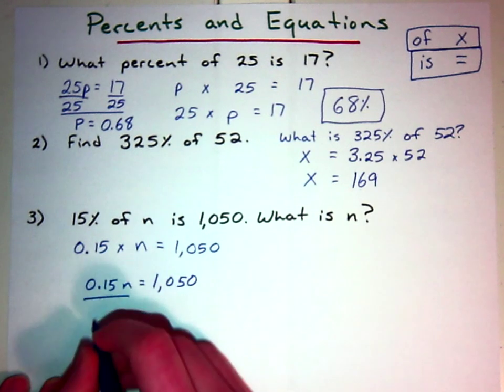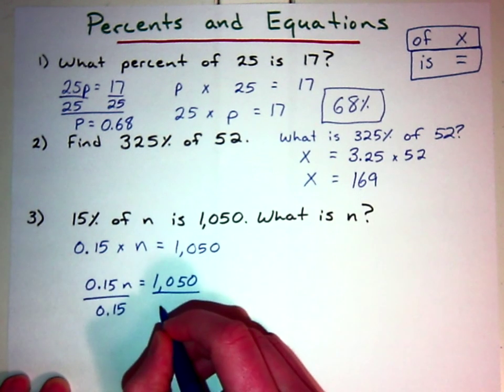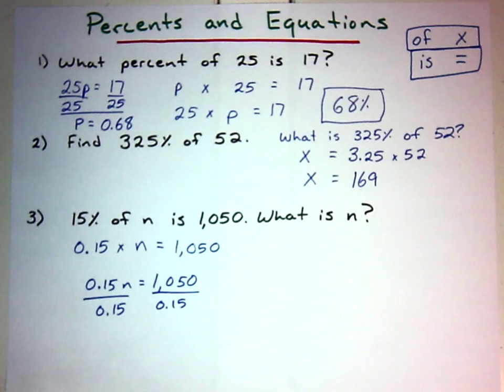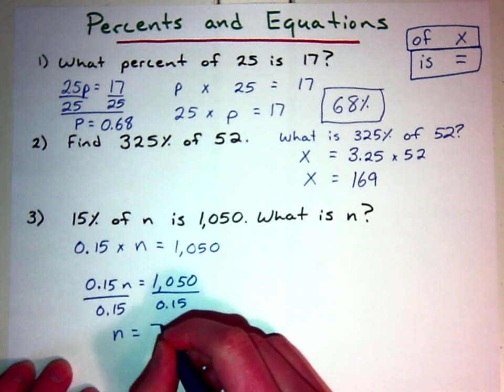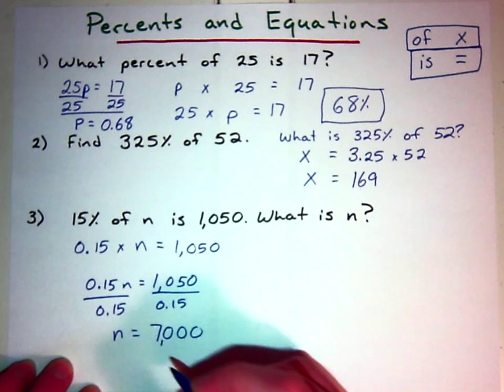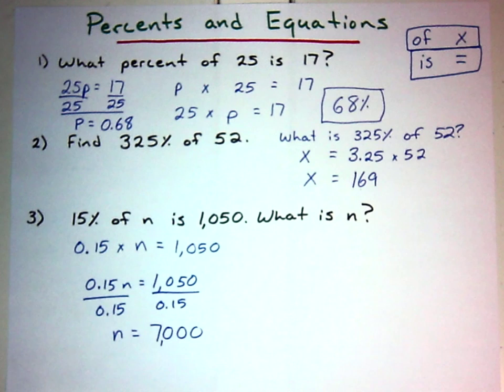And then I solve it like a one-step equation. Divide by 0.15. I get n equals 7,000. Okay, 15% of n is 1,050. Well, 15% is a pretty small part of n, so it kind of makes sense that n is getting pretty large, right? 7,000 is significantly larger than 1,050, because 100% is significantly larger than 15%. Okay, so I hope these examples helped you with solving for percents and equations.